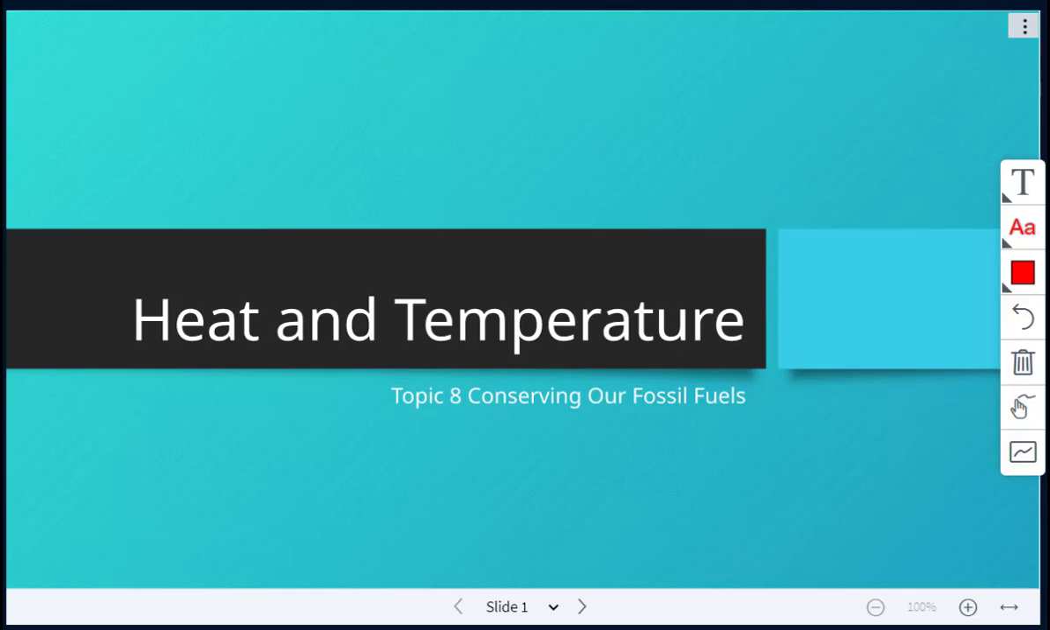All right, so this is our last topic for our unit, heat and temperature. We're looking at topic 8, conserving our fossil fuels.